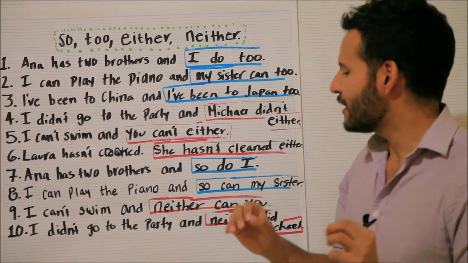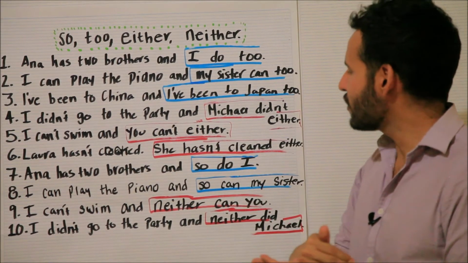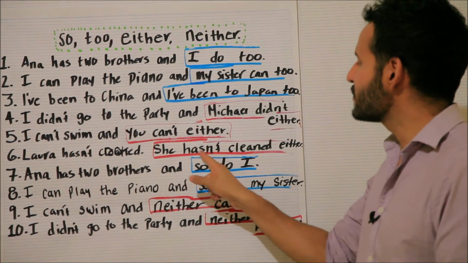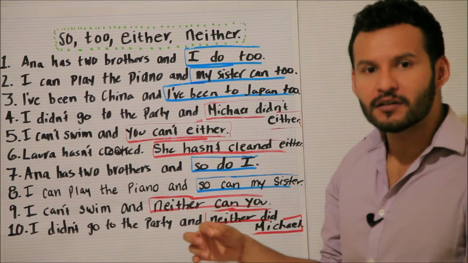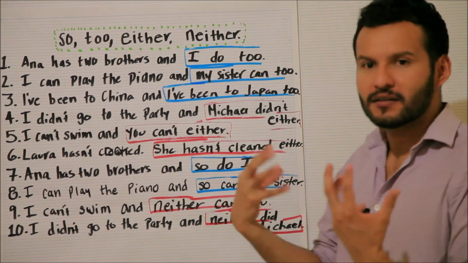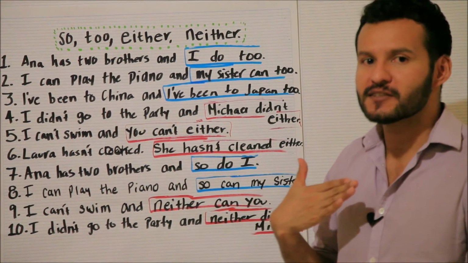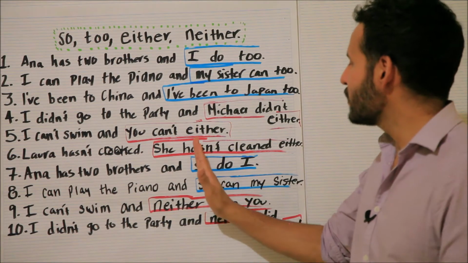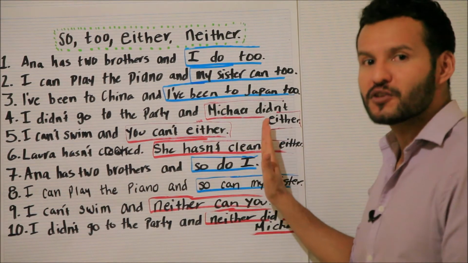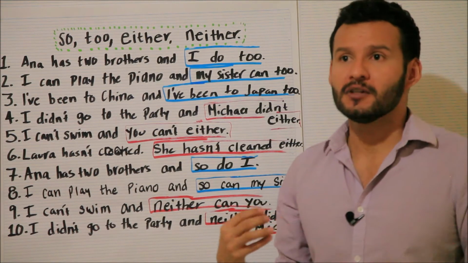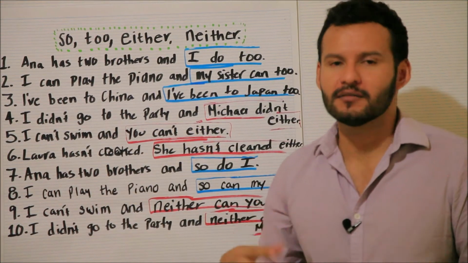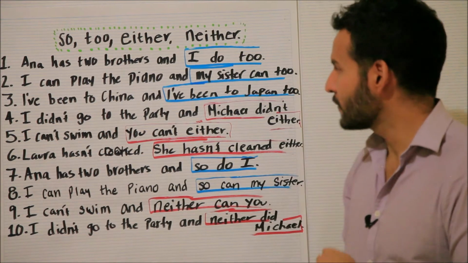Again, I told you that we have to be very, very careful with the structure, and basically the structure is the word so, the auxiliary verb, and then the second subject, in this particular case, I. It's always so, auxiliary, subject. So, auxiliary, subject. So do I. So can you. So is she. So am I, etc., etc., etc.